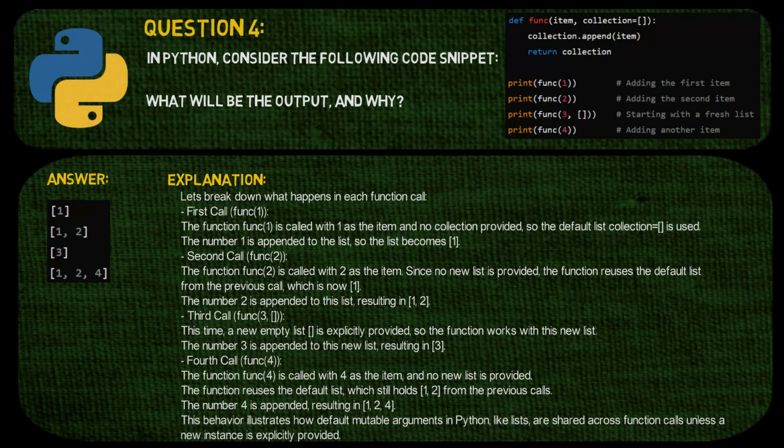Here's what happens. Function 1 adds 1 to an empty list, so we get 1. Function 2 reuses that list and adds 2, giving us 1, 2. Function 3 uses a brand new list, so the result is 3. Finally, function 4 goes back to the shared list and adds 4, resulting in 1, 2, 4. This example shows how default mutable arguments like lists can lead to unexpected behavior if you're not careful.